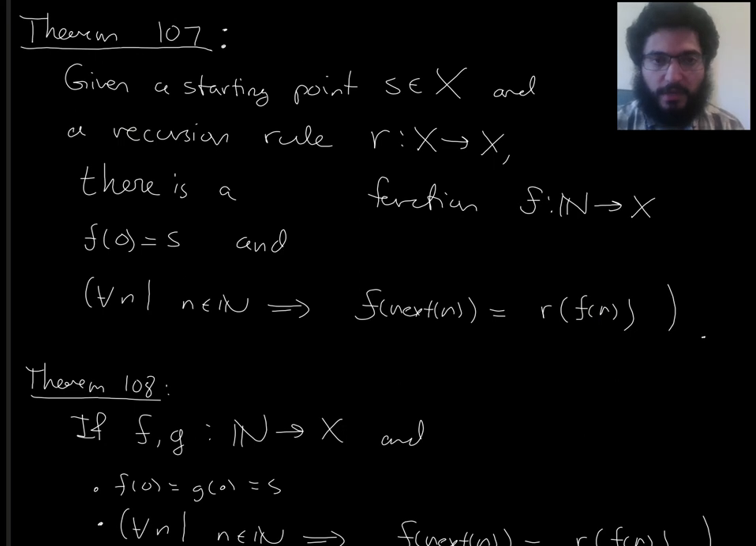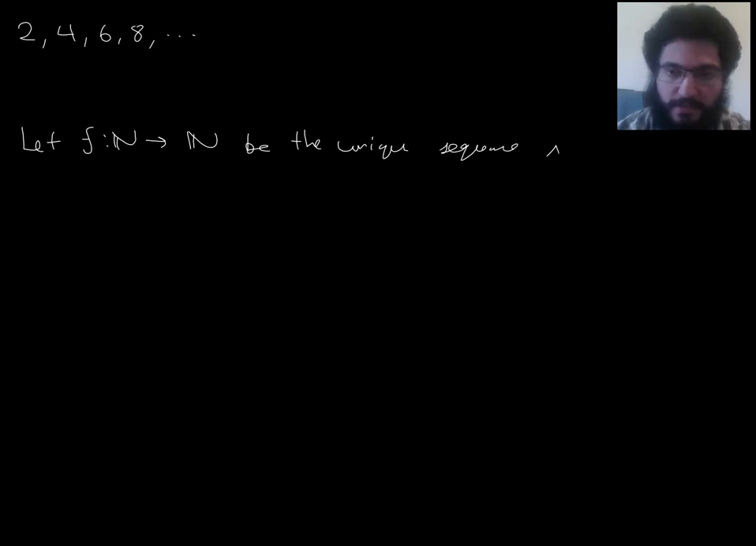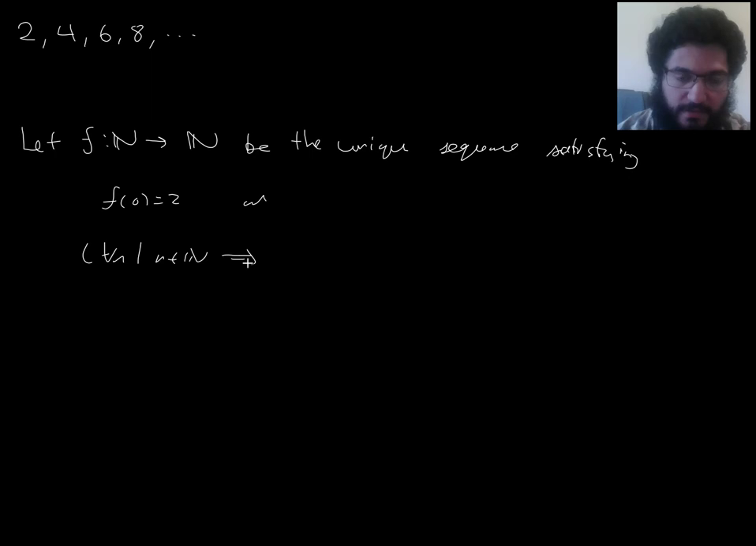So we are trying to do the same thing here. If you have a particular starting point, so let's say you're trying to define this sort of sequence, 2, 4, 6, 8, etc., then what you can now do is you can say let F be a sequence of natural numbers, and let it be the unique sequence or function, whatever you want to call it, satisfying f of 0 equals 2 and the recursion rule that f of next n always equals r of f of n.